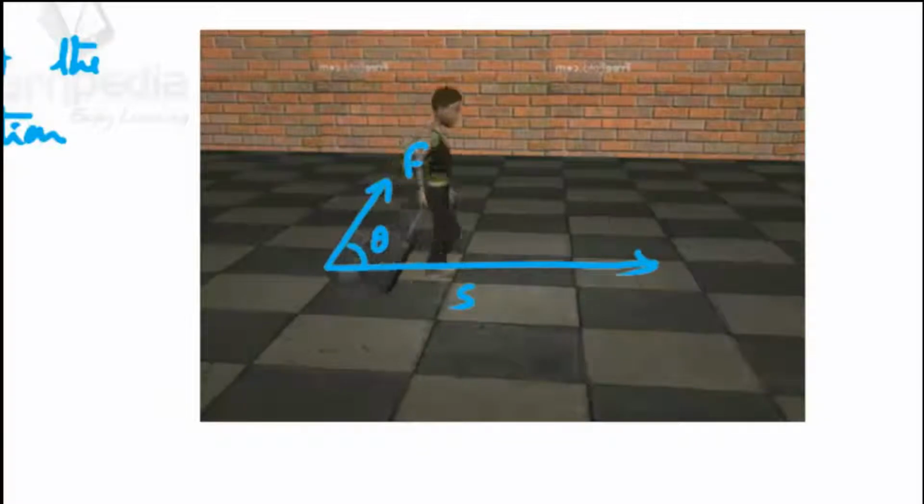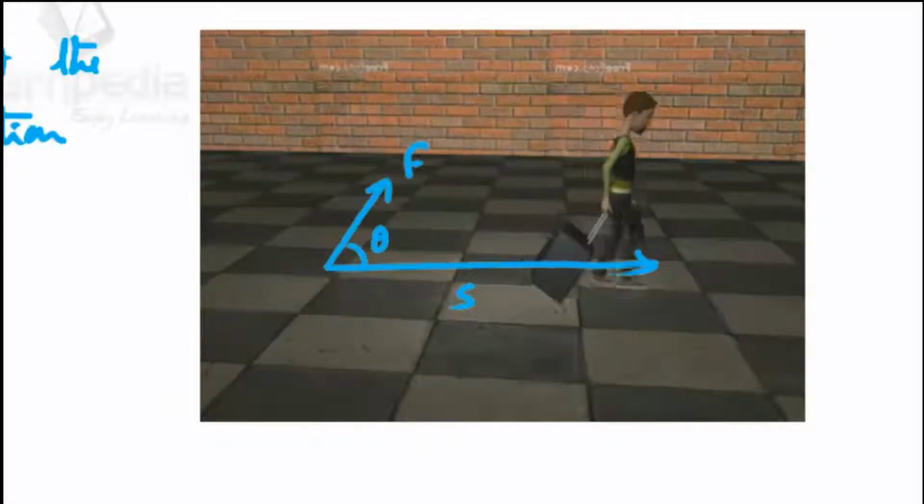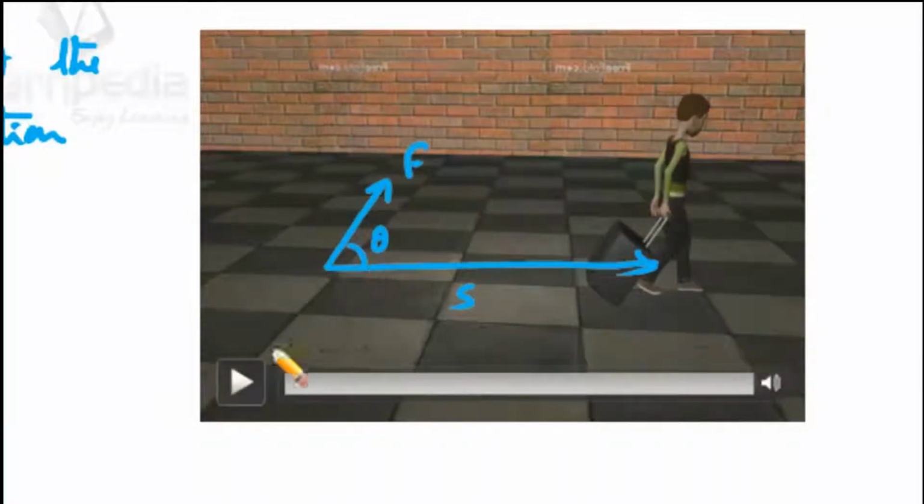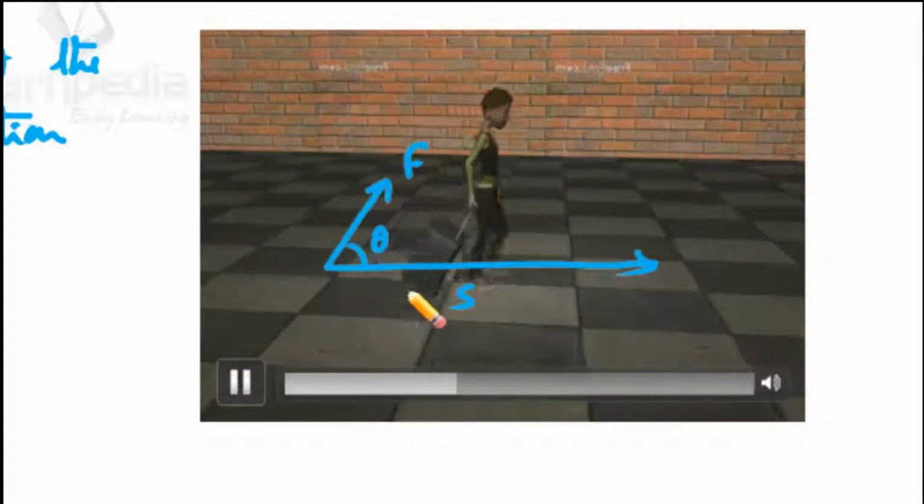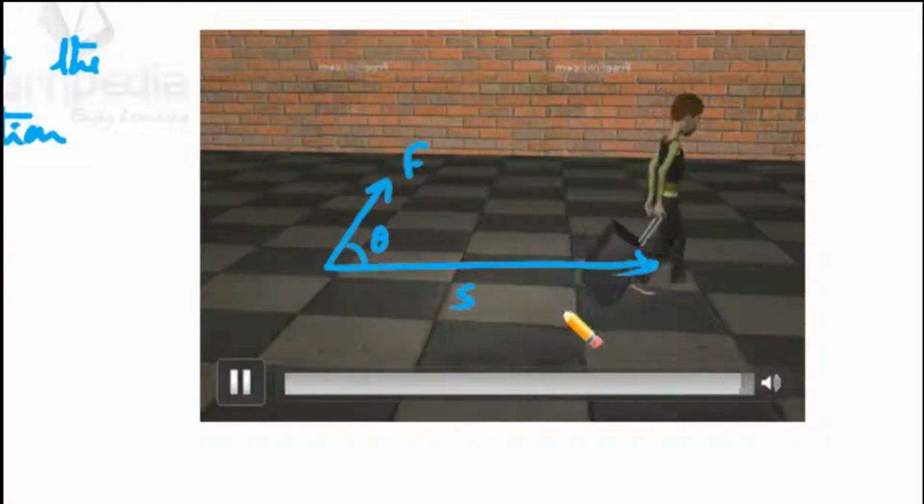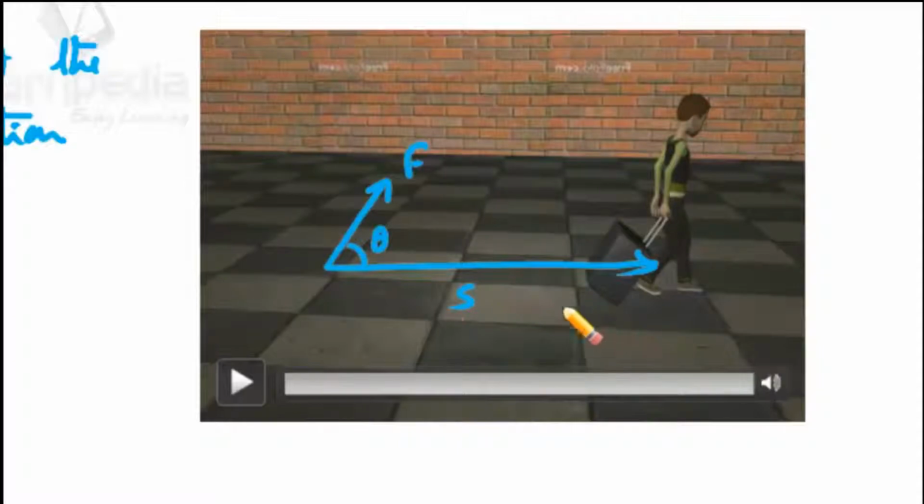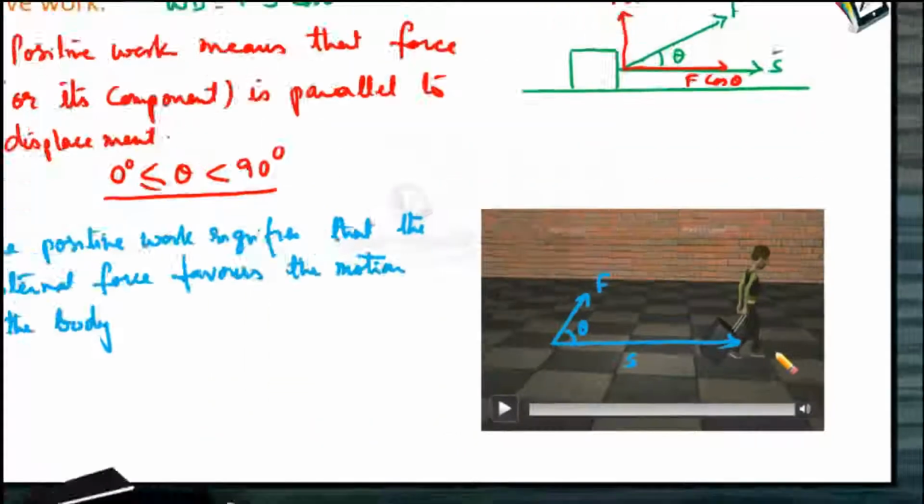Let us see. So when theta is less than 90 degrees, the work done is said to be positive. And positive work signifies that the external force must favor the motion of the body.